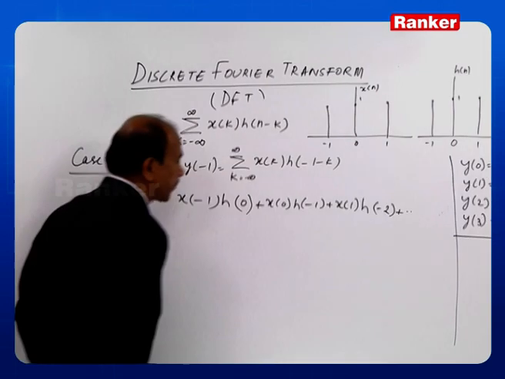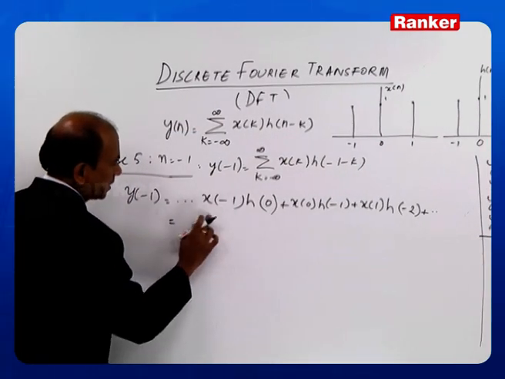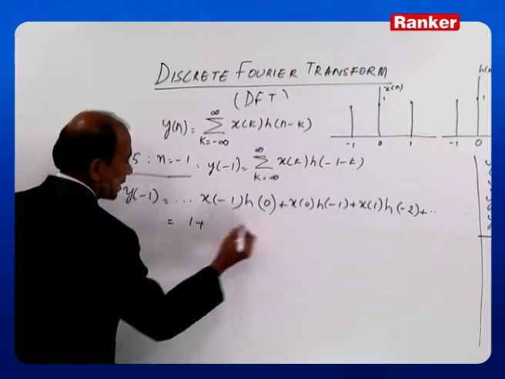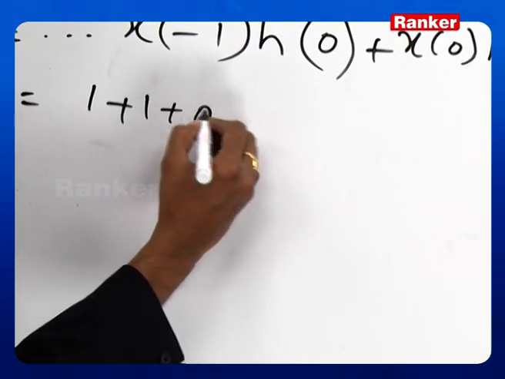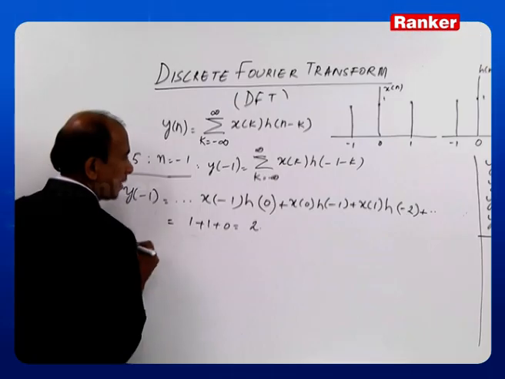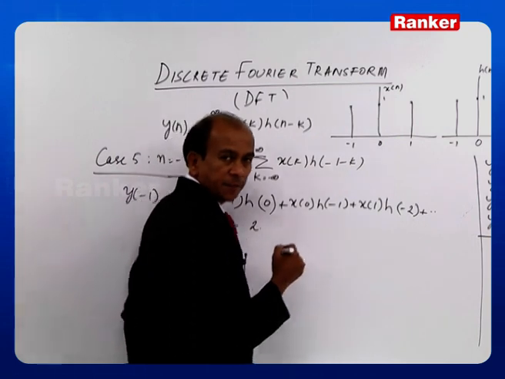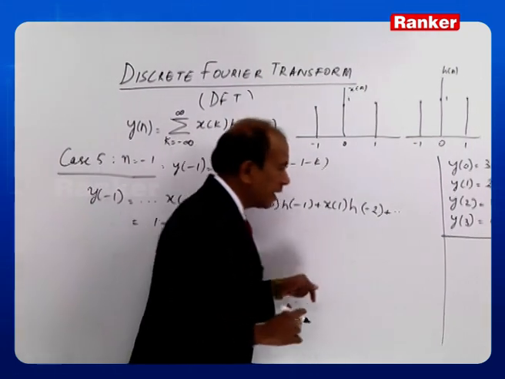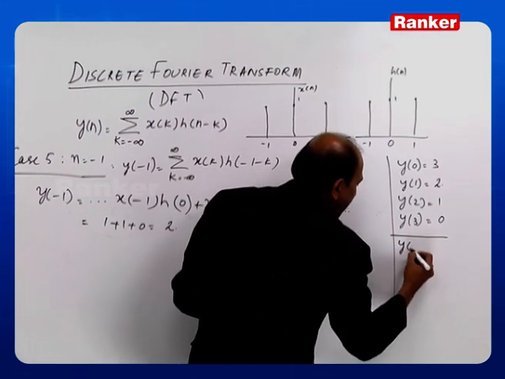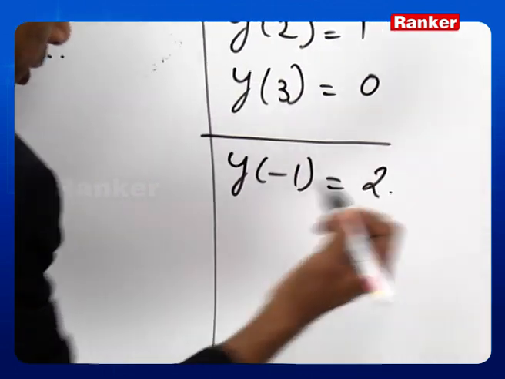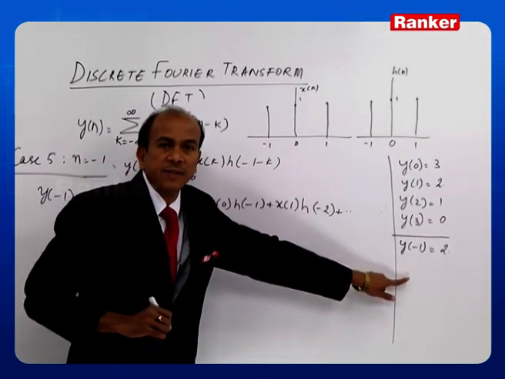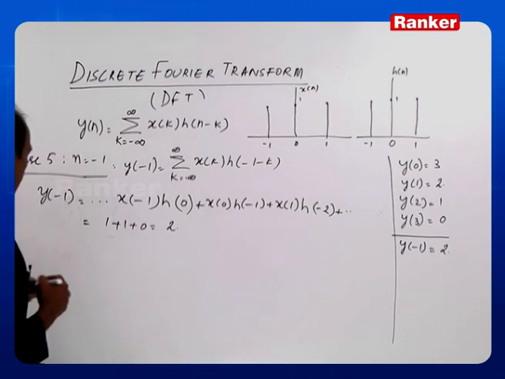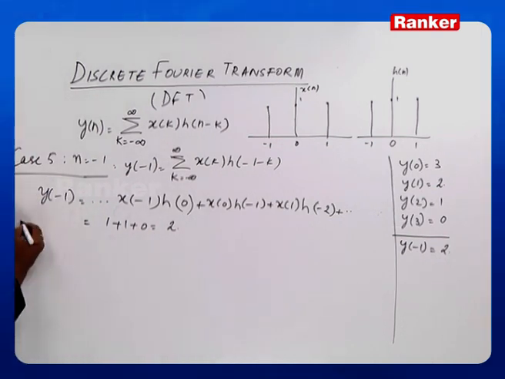plus so on. So, I will get this as, this is equal to 1 for us, this is again equal to 1, that is 0. So, I will get 2 here. Let us write this down here. So, y of minus 1 for me is equal to 2. Now, similarly, let us take another case.